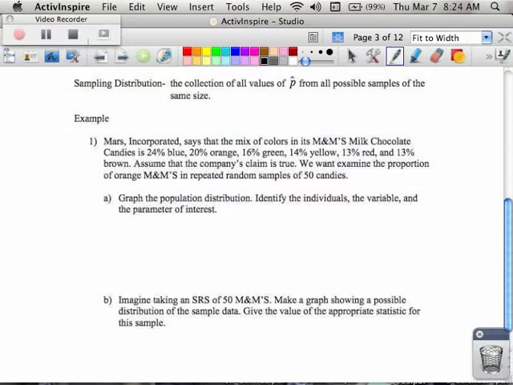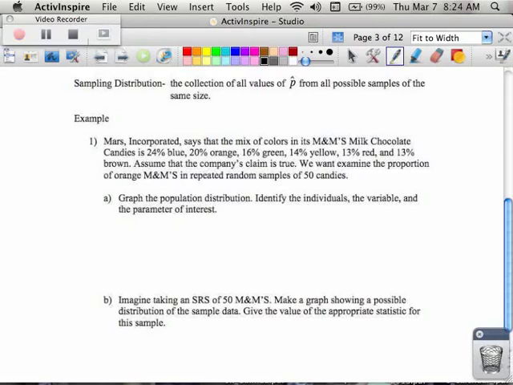Down below here we have an example. Mars, a company that makes candy bars and other candies, says that in their M&Ms they have 24% blue, 20% orange, 16% green, 14% yellow, 13% red, and 13% brown. Let's assume that their claim is true, and look at the proportion of orange M&Ms in our repeated samples of 50 candies. So we're going to look at the population distribution. The words are a clue of what you're supposed to do.